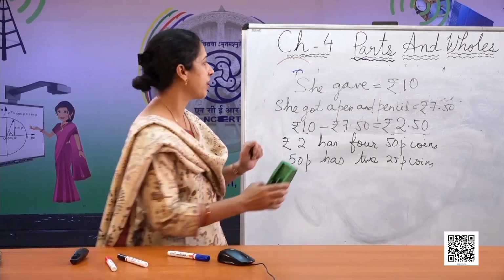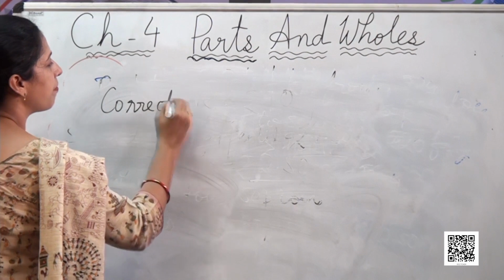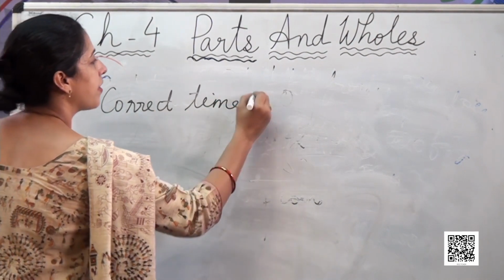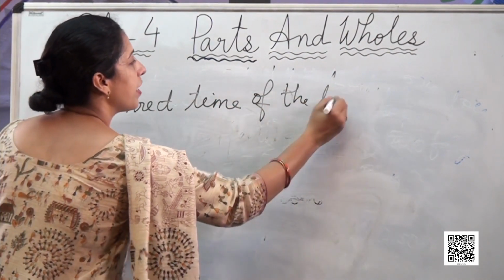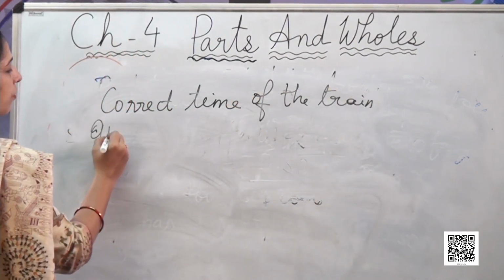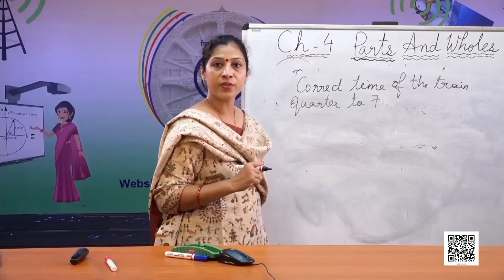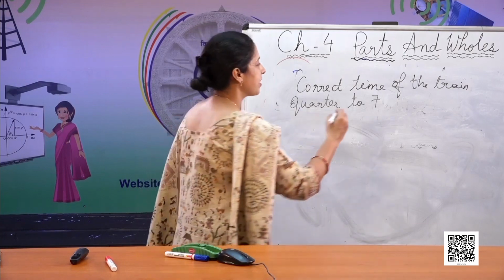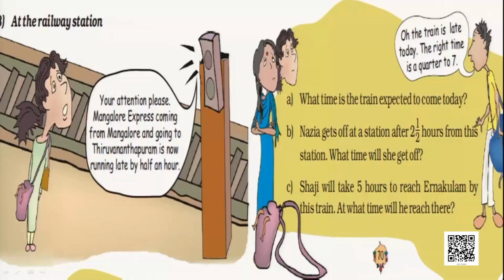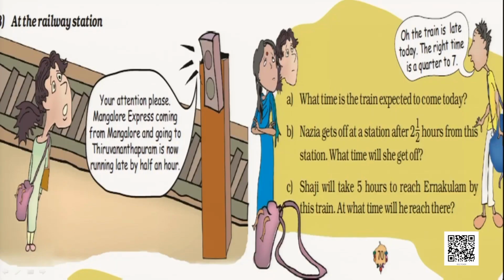So let's find out the solution. The correct time of the train is, generally, this is the time in which the train should reach. The correct time of the train is 6:45. And the train is running late by half an hour.